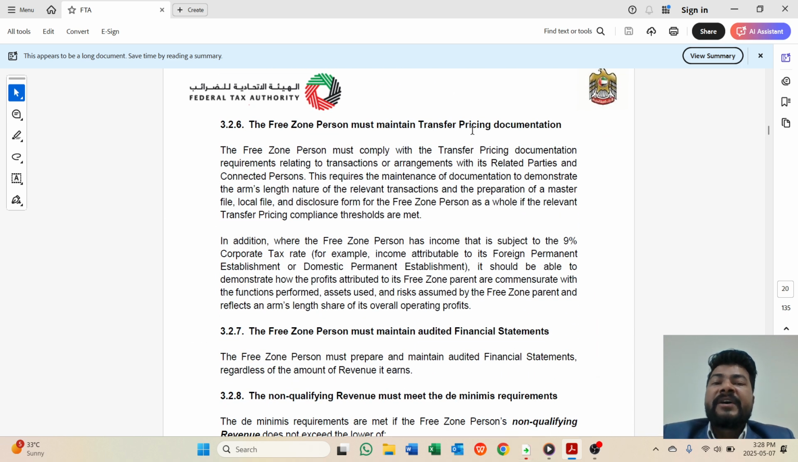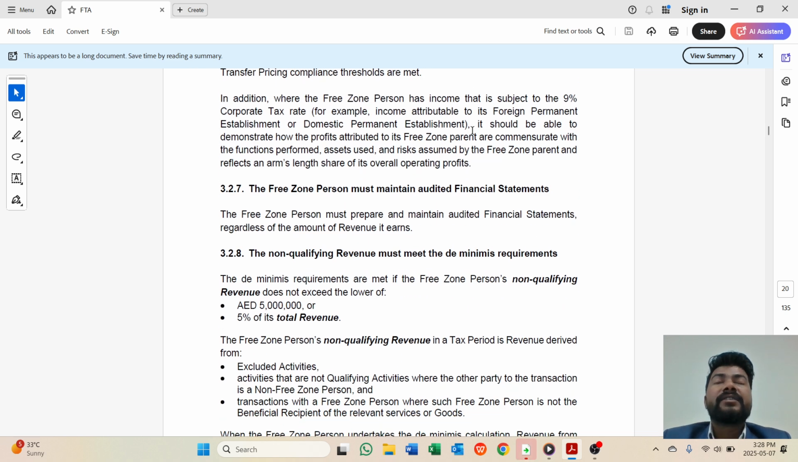And transfer pricing documentation. Everyone knows the types of documentation required under transfer pricing: the local file, master file, and country-by-country reporting. If your turnover exceeds the threshold limit for such documentation, in that case you need to prepare and maintain such documentation as per the UAE Corporate Tax Law. Another, most and foremost, is that your financial statements should be audited. Audit of financial statements is mandatory for a qualifying free zone person.